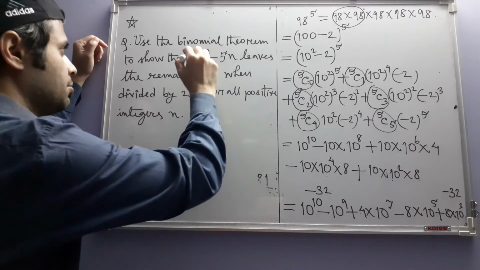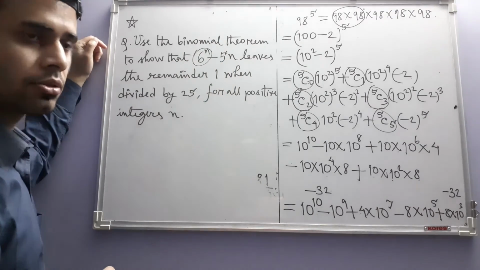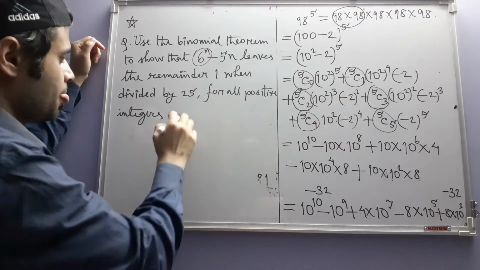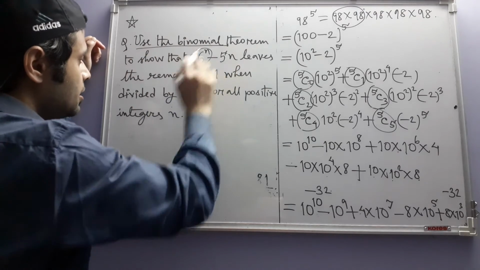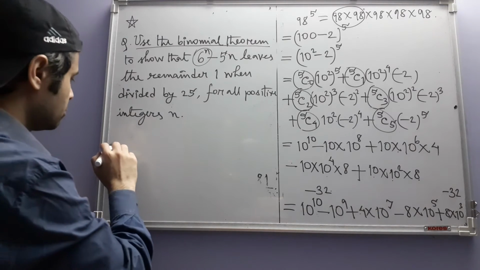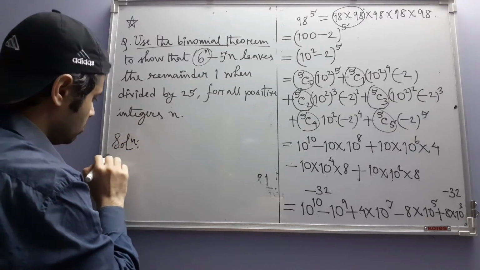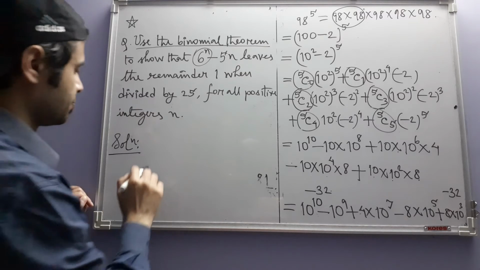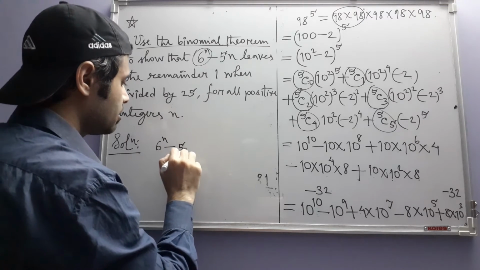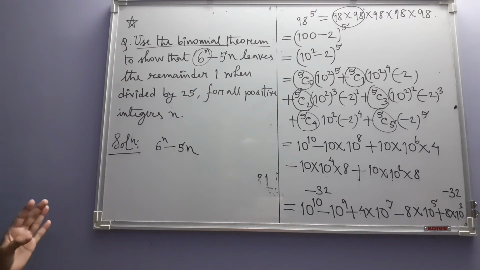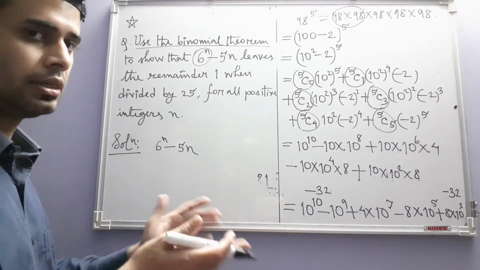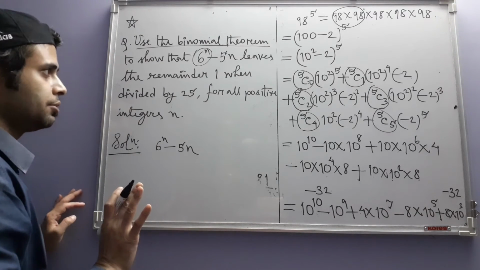One clue is that because we have a power, so somehow here the binomial theorem will be used to expand this. Okay, and it is explicitly told that we have to use the binomial theorem. So the solution goes like this: 6 to the power n minus 5n. So unlike mathematical induction, now our n is general. It's not that we have to first verify it for n equal to 1 and then proceed. It's not like that. Now n is any positive integer.